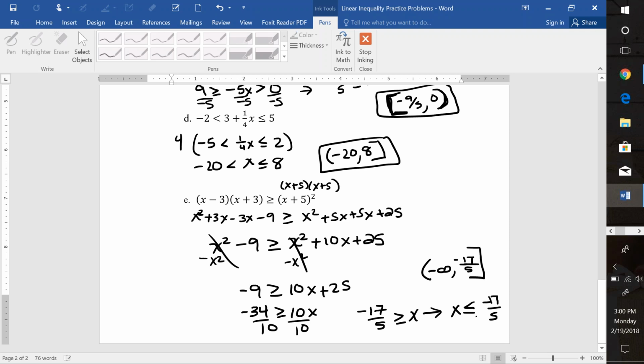The negative 17 over 5 has the equal to. You never use an equal to or a bracket with infinity because you cannot actually reach infinity. So that's all the examples for the linear inequality portion.